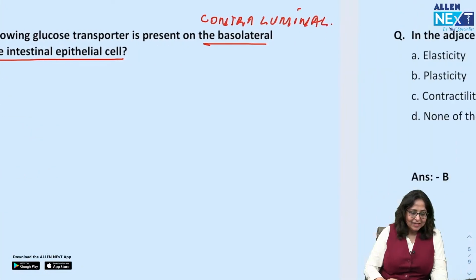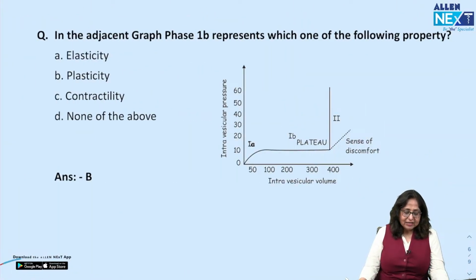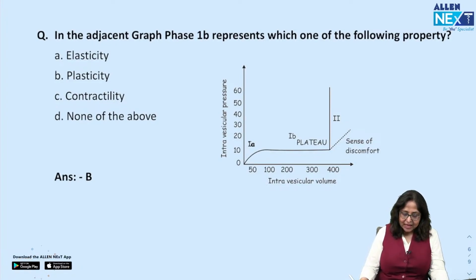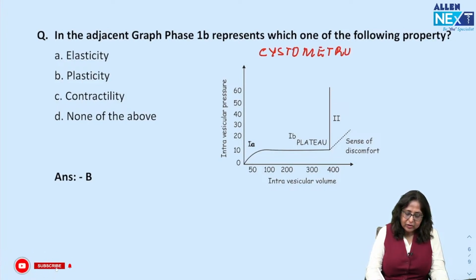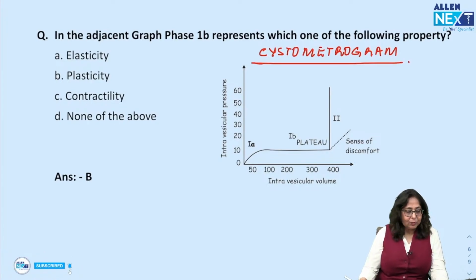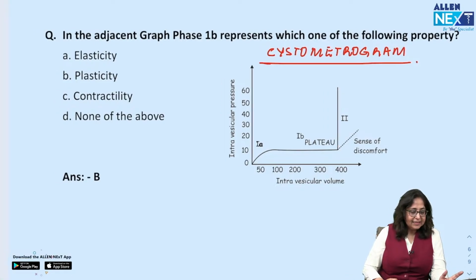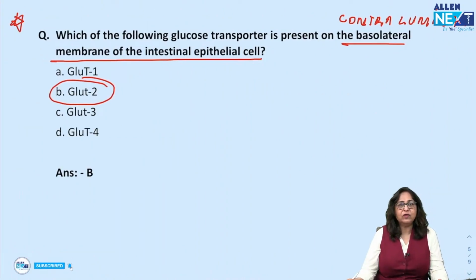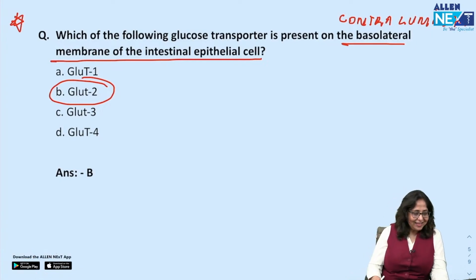All right. Let's see. In the adjacent graph, phase 1b represents which one of the following properties of smooth muscle of the urinary bladder. Now, this is a cystometrogram, which we do in all our classes. So, cystometrogram. Okay, so Vivek has given me an answer saying it is the second. It is this question which was asked. So this is a straightforward question. Basolateral membrane, GLUT2. I hope you got it right, Vivek.